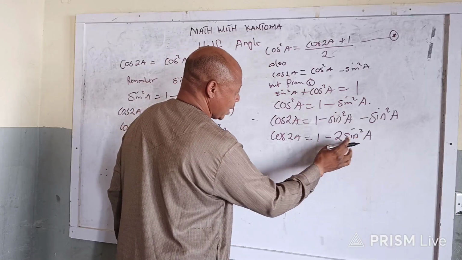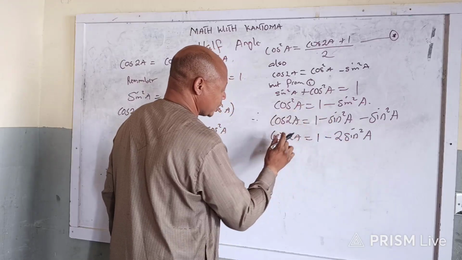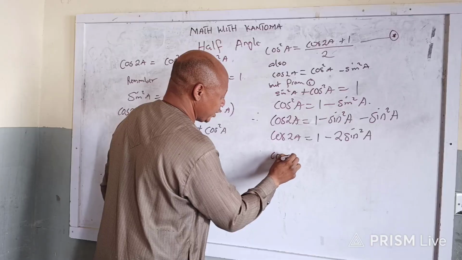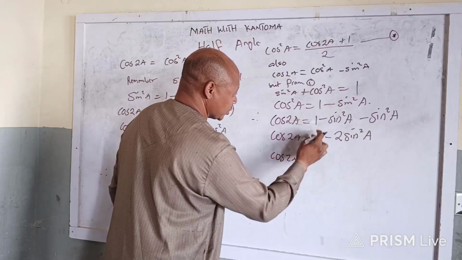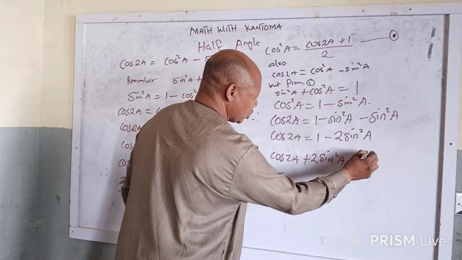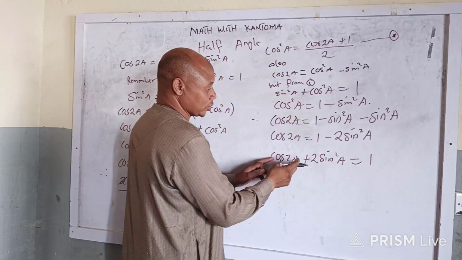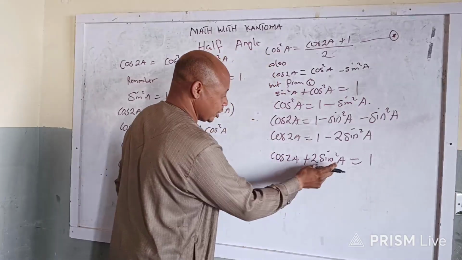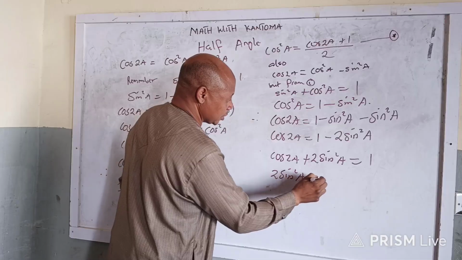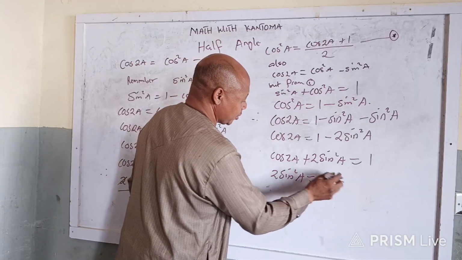Let cos 2a, when it crosses the equality, it becomes plus 2 sine square a is equal to 1. So again, let me take this one across the equality here. Leaving this alone, 2 sine square a is equal to 1 minus this now, because this is positive.